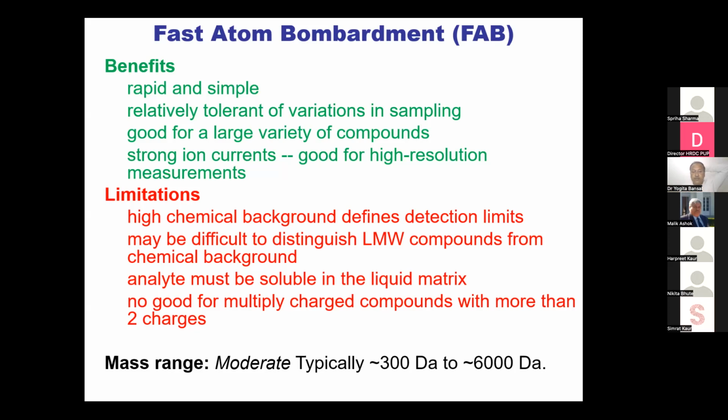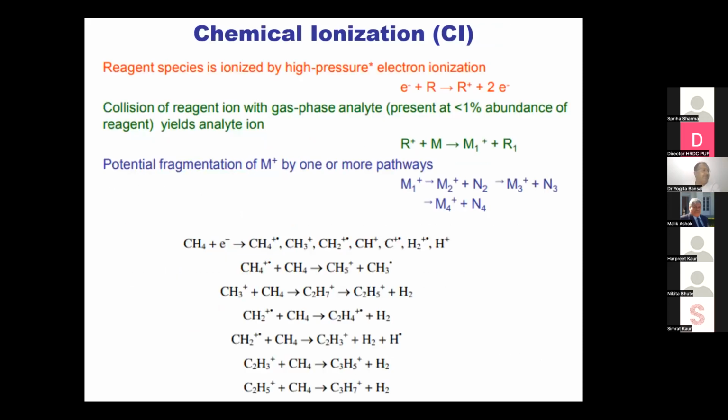So there will be a background interference because of the solvent. It is difficult to distinguish low molecular weight compounds from the chemical background. That is a limitation, and it's not good for multiply charged compounds with more than 2 charges. If they are triply or quadruply charged, they cannot be detected by this, because that is a limitation. And the mass range is typically from 3,300 dalton to 6,000 dalton.